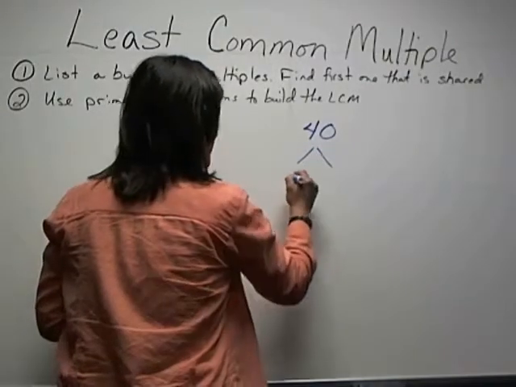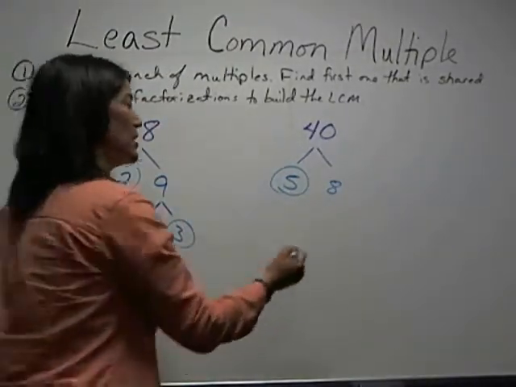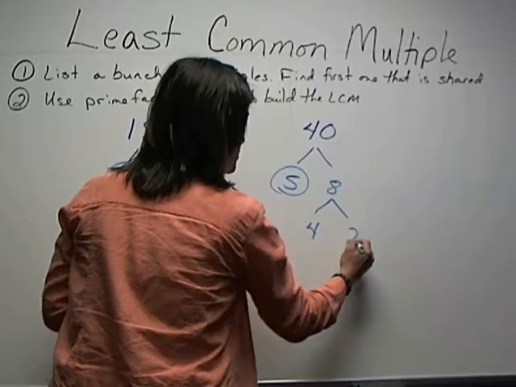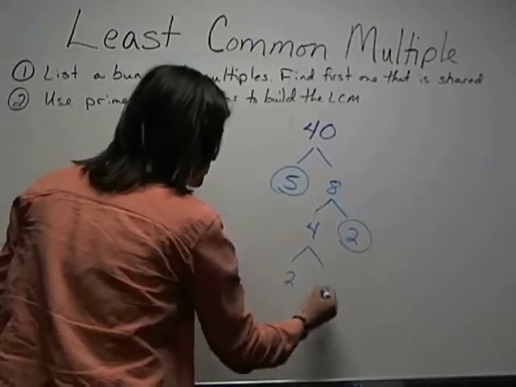40 is 5 times 8. 5 is prime, so we're done there. 8 is 4 times 2. 2 is prime, so we're done there. And 4 is 2 times 2.